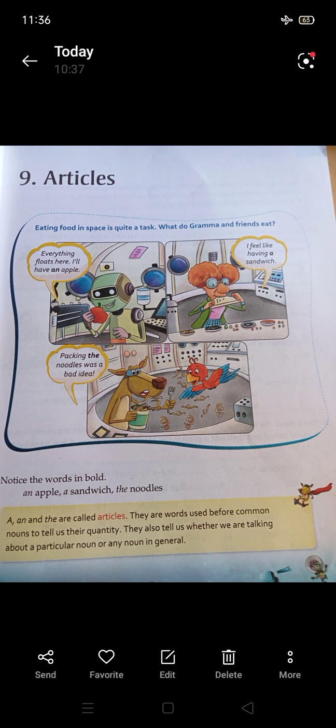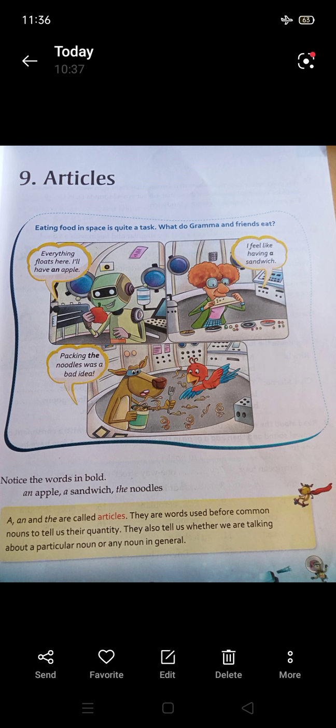See? Look at the picture. Eating food in space is quite a task. What do grandma and friends eat? Everything floats here. I'll have an apple, says GT. Grandma says, I feel like having a sandwich. And one of them said, packing the noodles was a bad idea.